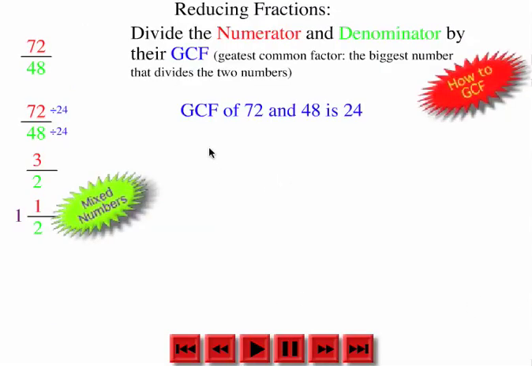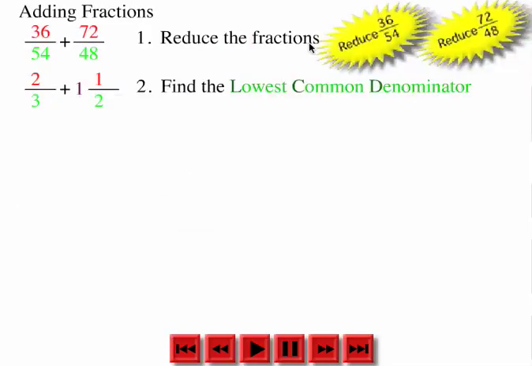Okay, so let's go back here. We reduced the fractions, and we've got 2/3 plus 1 and 1/2. Now we need to get the lowest common denominator, which is the lowest common multiple of 3 and 2. And that is 6. The smallest thing that 3 and 2 go into happens to be 3 times 2, which is 6. It's not always the case, but 3 and 2 are mutually prime. They don't have any primes in common. So when that happens, you can just multiply. So 3 times 2 is 6.